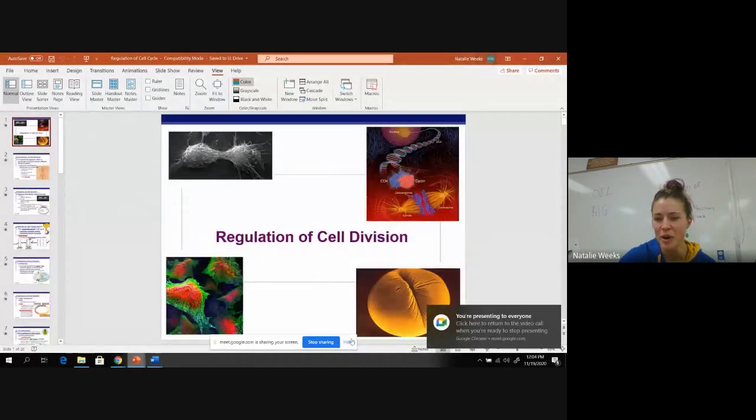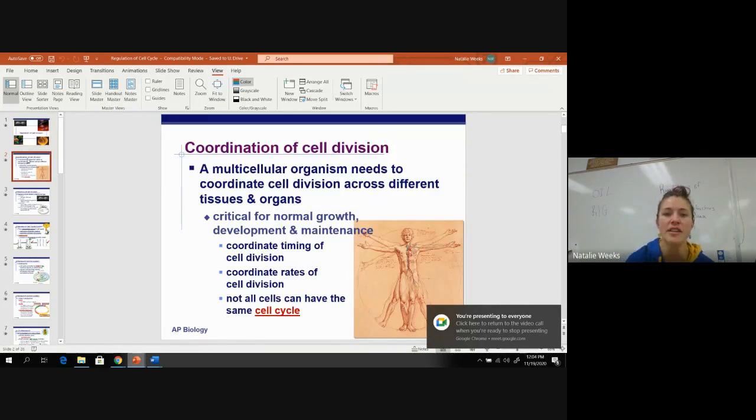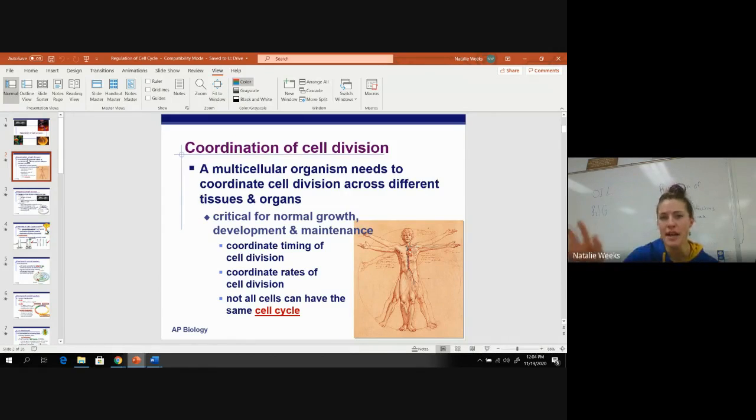Okay, so we are going to be talking today about regulation of cell division. All right. So as we're going through this process, we talked about mitosis yesterday and all of that good stuff. But now, today, we're going to look at basically how this actually happens and what happens if it goes bad.